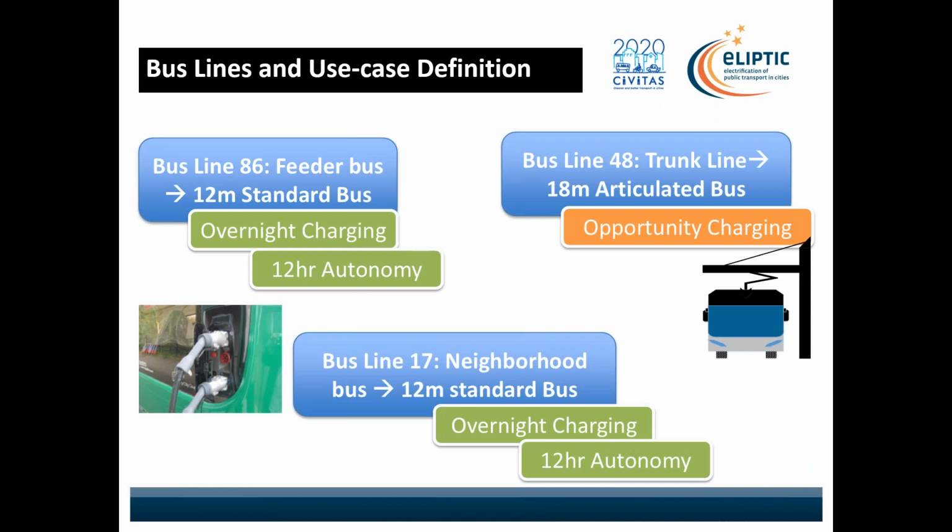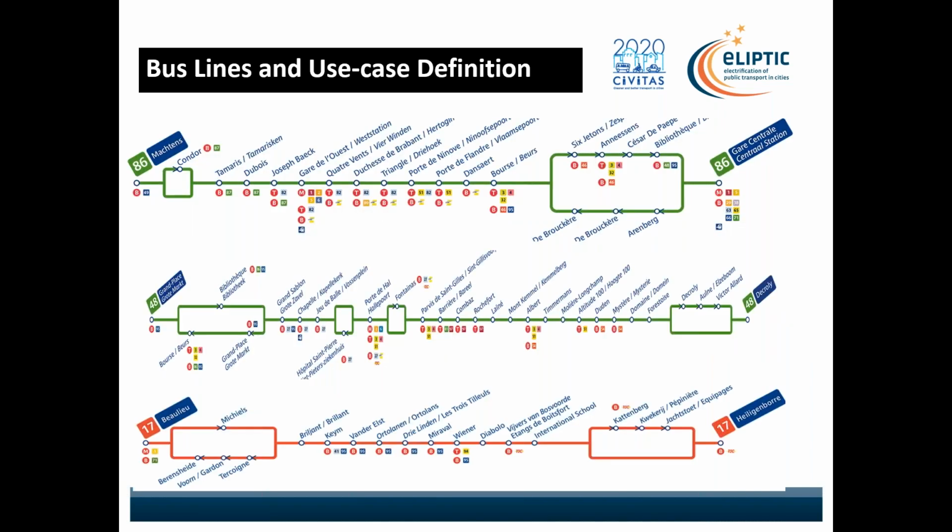Another line is heavy duty, line 48, an articulated bus of 18 meters, and there we define where we can put an opportunity charger. And then the third line is line 17, a neighborhood bus line, also with standard buses, and we are going to use an overnight charger with 12-hour operation. So these are the 3 lines. As you can see, there are different numbers of stops and different roads as well.